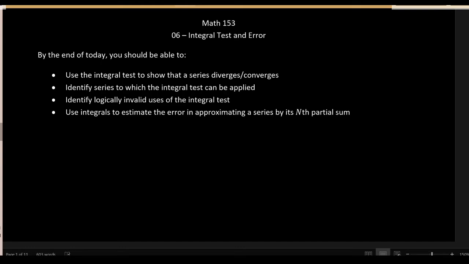And finally, we're going to, at the end of the video, change track a little bit and talk not about convergence/divergence, but talk about how to use integrals to get an estimate for the actual value of a series. To determine whether a series converges/diverges is asking ourselves the question, does the series have a value? But that's different from the question, what is the value of the series? In general, it's much harder to determine the actual value of the series than it is to determine whether the series actually has a value in the first place.